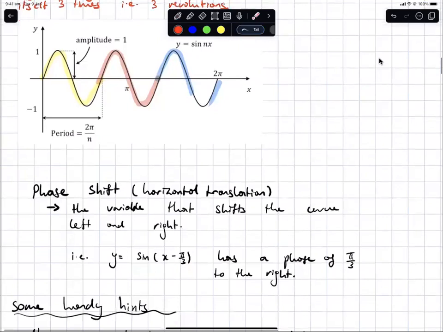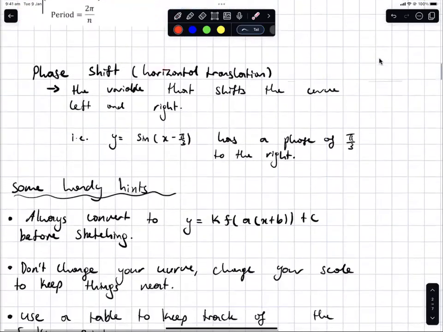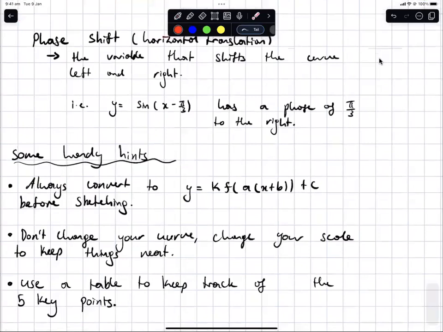So before we get stuck into everything in our next video, here are some handy hints that are going to help us out. Always convert it to standard form so that we can identify what the phase is and our horizontal dilation before we sketch it. The other thing: don't change your curve when you're graphing. Try and keep the same basic curve structure if you can. What you're going to do instead is change your scale, and it's going to help us keep things neat. And finally, on each curve we have 5 or so key points. We're going to use a table to keep track of what's happening and make it very quick to sketch each of them.